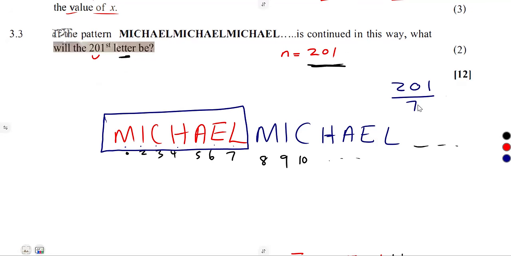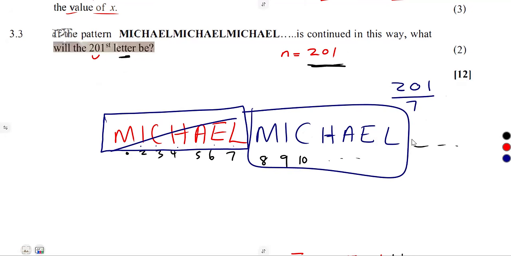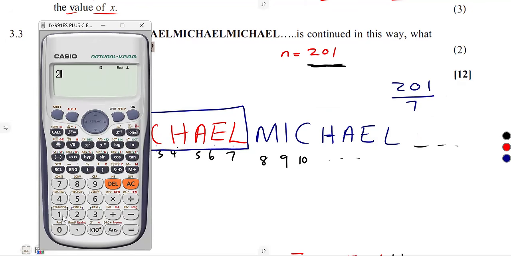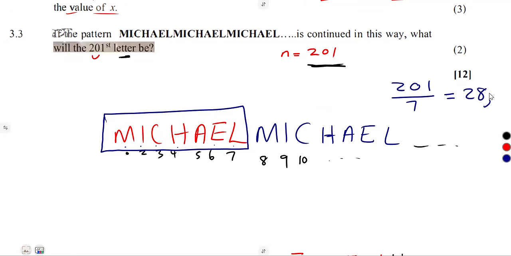How many Michaels are we going to obtain from there? To say this one is the first Michael, 7. There is another Michael, 7. There is another Michael, 7. How many Michaels are we going to have in this 201? All right, so let's take our calculator here. 201 divided by 7. It is going to give us 28 point 7 and so on.